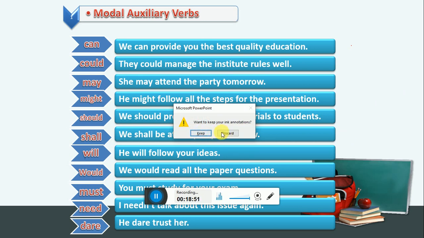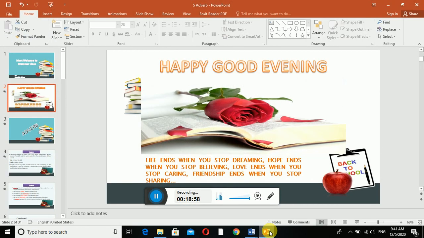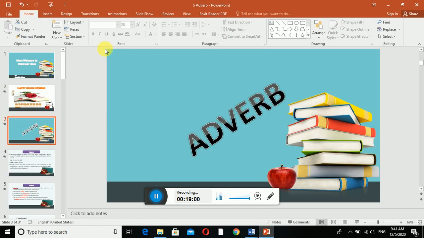Okay, I hope you all understood about today. Okay, dear students, I hope you understood the verbs. So we have enough time, so let's study one more topic, which is adverb.